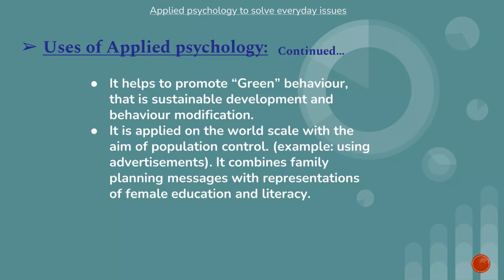It also helps to promote green behavior, that is sustainable development and behavior modification. Green behavior means a cool and soothing environment, and how not to make the environment toxic or very difficult to live in. It is applied on the world scale with the aim of population control. For example, advertisements are used to curb population growth. This can also be used to increase the female education literacy rate.